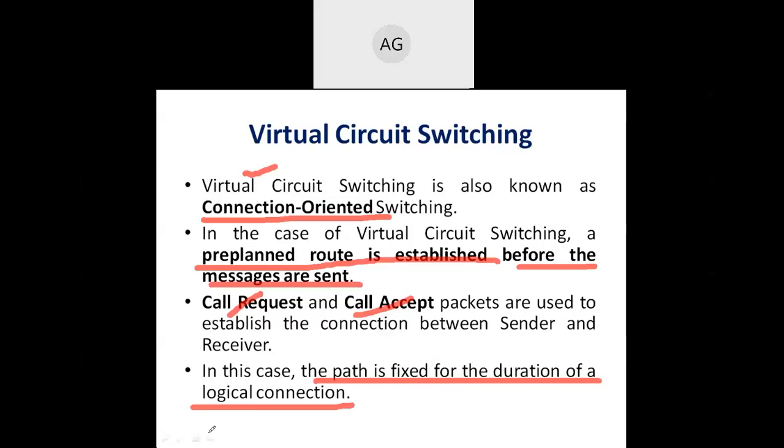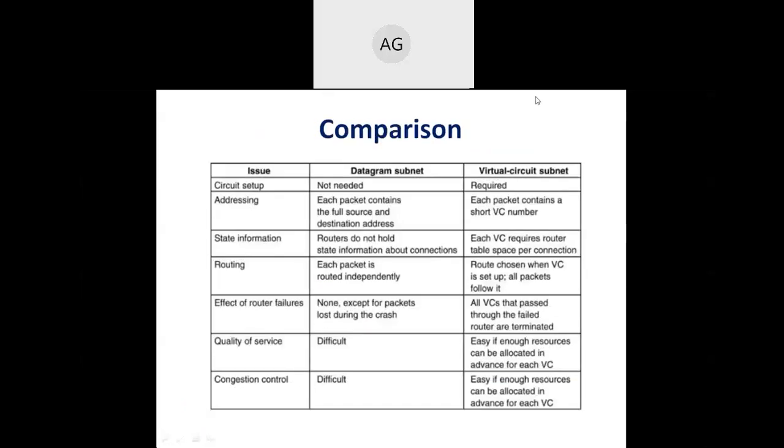Moving to the next slide. Now there are certain comparison points for datagram packet switching and virtual circuit packet switching. Only 5 minutes are remaining, so we will discuss this comparison chart. The first point is circuit setup. In the case of datagram, there is no need for circuit setup, but in the case of virtual circuit, there is a requirement for circuit setup.